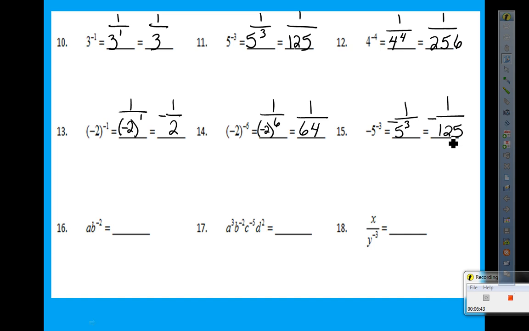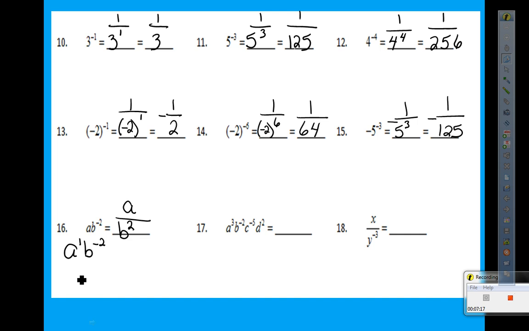Now look at number 16. Just remember this rule. If you see a negative exponent, place it in the denominator. So I'm going to think of this as a to the first, b to the negative second. If there's no exponent there, it's a 1. So when I write this answer, the a has a positive exponent, so leave it alone. Leave it in the numerator. But the b squared, I'm going to place in the denominator because it had the negative exponent.